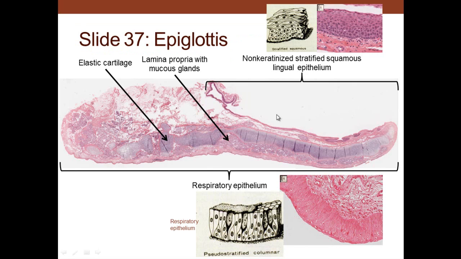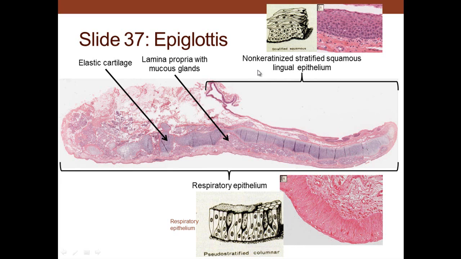We can see the epiglottis in through there, with these actually being artifacts in through there. If you go to a higher magnification, you can actually see the fibers, the elastic fibers that are in the cartilage there.